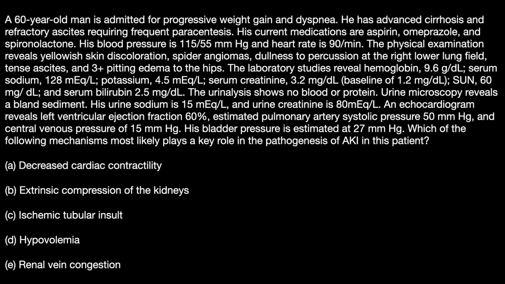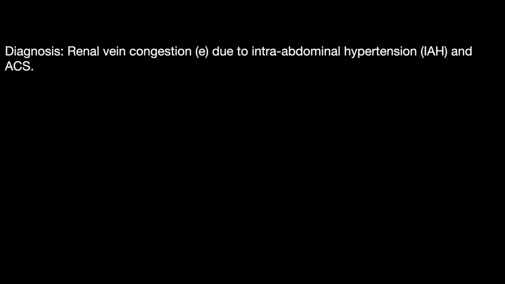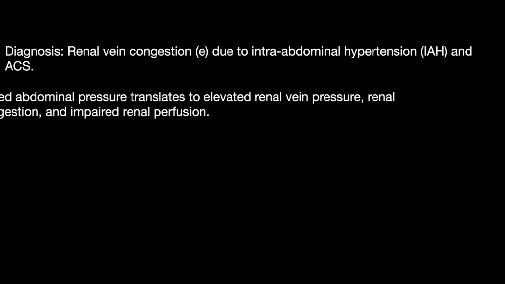This patient's presentation of tense ascites, edema and elevated CVP makes hypovolemia unlikely. And obviously, since we have no casts and it's a bland sediment, the ischemic part is gone. So, what could be the potential cause? Here we make the diagnosis, which is renal vein congestion, due to the intra-abdominal hypertension and the cardiomyopathy.